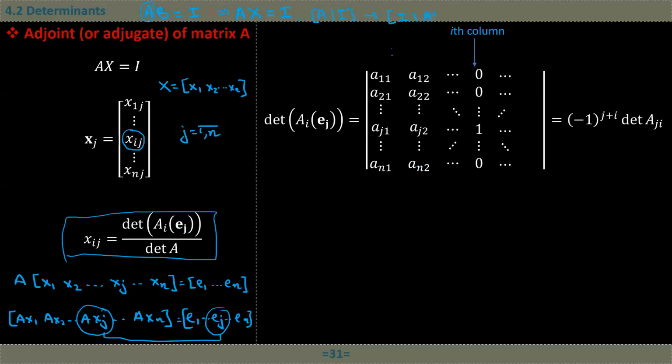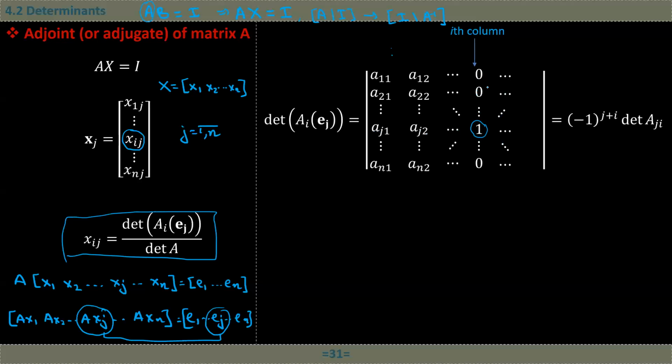And how about the j's column? Also here, let me just write here, j's column. So the first column, second column, and so on. Here we have the i's column, because here the i's column is replaced by Ej. And what does Ej mean? Ej means the j's component is 1, and the rest of the components are 0. So that's here 0, 0, 0, 0. And here we have the j's component. That's the first one, the second one, and third one, and this one, j's one. So this one is actually in the j's row and in the i's column.